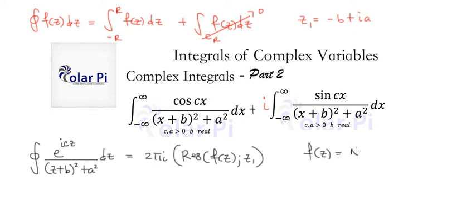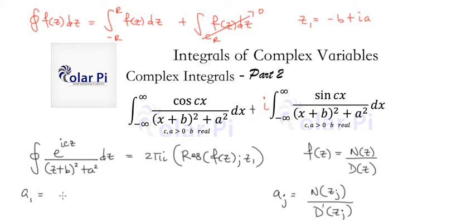So if you have f of z equal to n of z over d of z, then your residue, let's say a_j is the residue at z_j, is going to be equal to n of z_j divided by d prime of z_j. And so here, n is that, and d is that. So we see that a1, the residue corresponding to our one and only singularity, will have to equal e to the n of z1, which is e to the i times c times z, which is going to be negative b plus ia, and then this divided by d prime of z1.